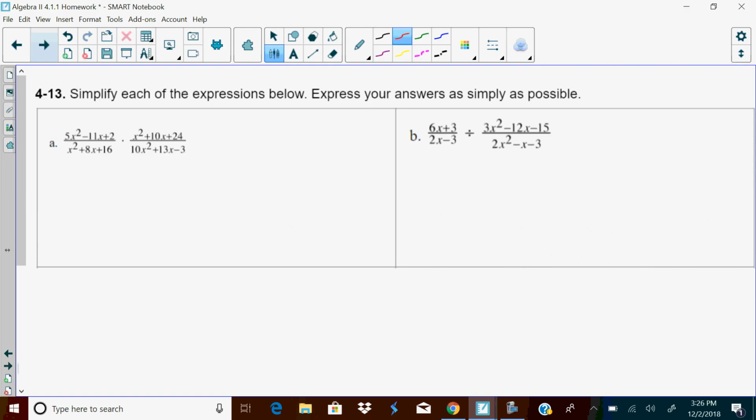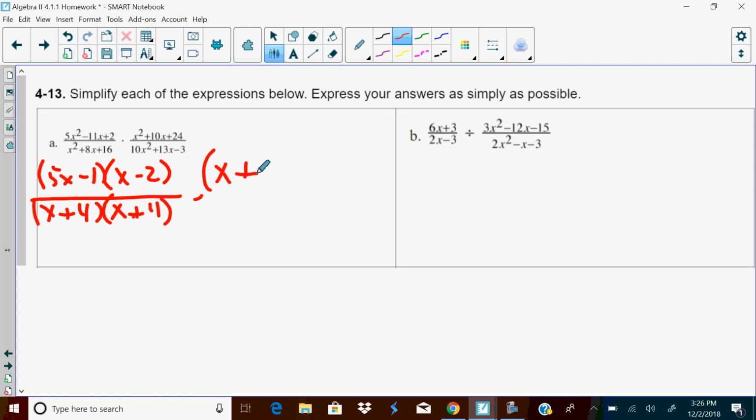And then problem 13 says simplify each of the expressions below. Express your answer as simply as possible. So for A, we would factor. So for the top one, I'm going to get 5x minus 1 times x minus 2 with x plus 4 and x plus 4, times, I get x plus 6 times x plus 4. And then I'm going to get 5x minus 1 and 2x plus 3.